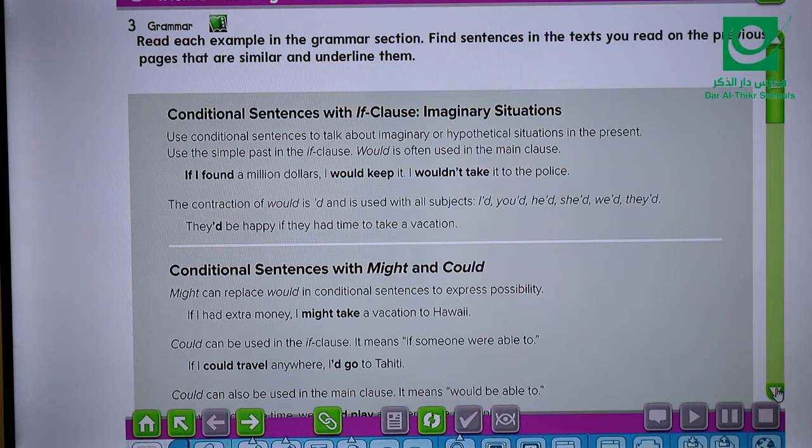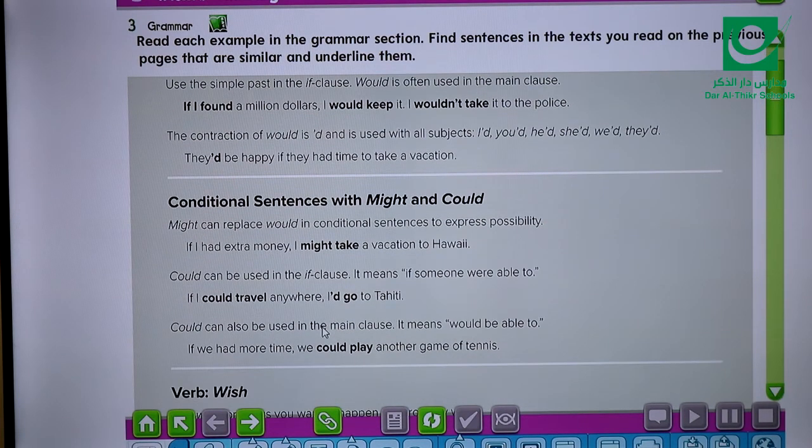What about using might and could in conditional sentences? Might can replace would in conditional sentences to express possibility. If I had extra money, I might take a vacation to Hawaii. So in this situation, no problem at all to use might instead of would. I can even use could. Could can be used in the if clause. It means if someone were able to.